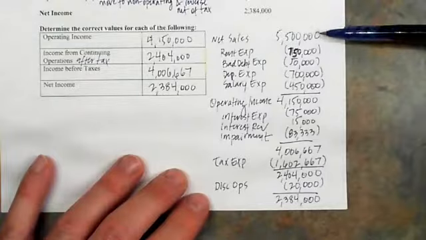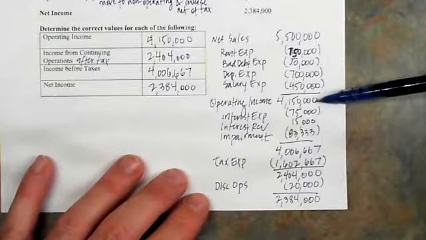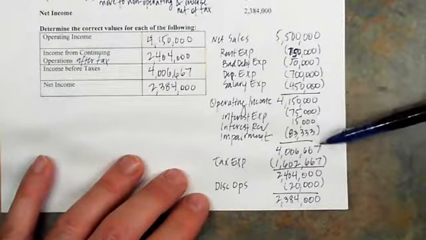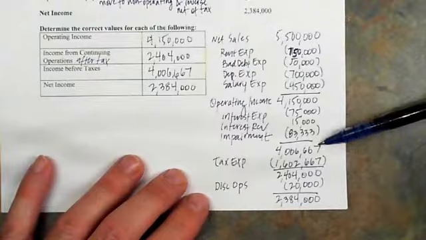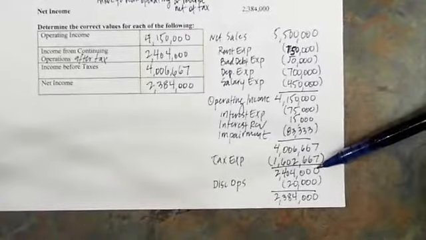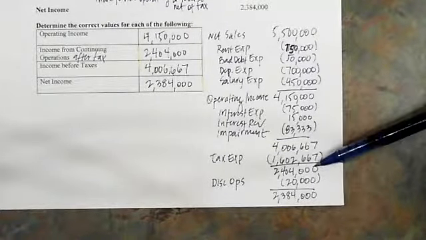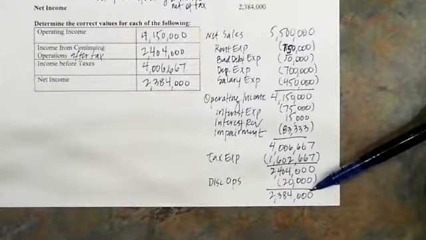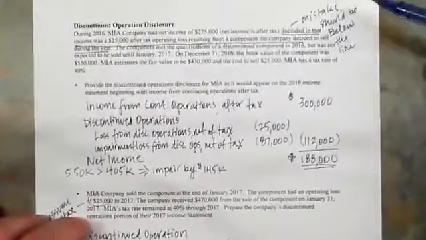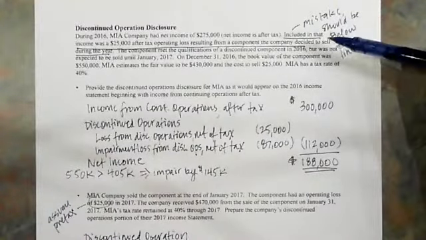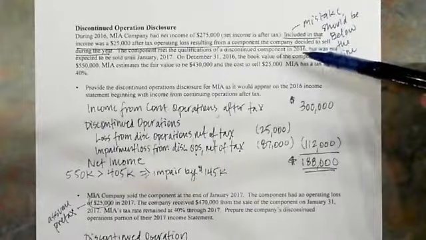So you take net sales, subtract off your operating expenses, gives you operating income, subtract your non-operating expenses and revenues, and that gives you income before taxes. Apply the tax expense. This is income from continuing operations, and then you subtract off the discontinued ops, and that gives you net income.